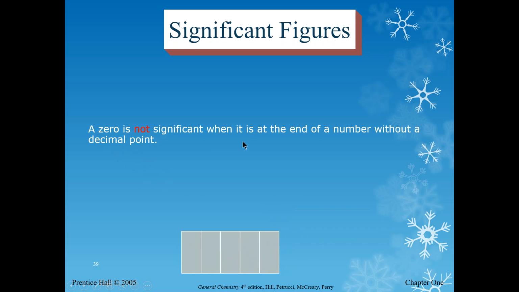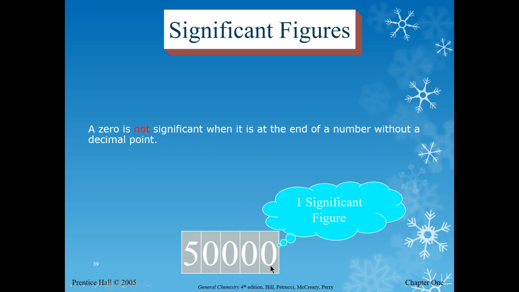Okay, here's another situation where a 0 is not significant. A 0 is not significant when it is at the end of a number without a decimal point. And here is an example of that. As you can see, we have 4 zeros at the end of this number. There are no decimal points anywhere in this number, so therefore the 5 is the only significant digit here.